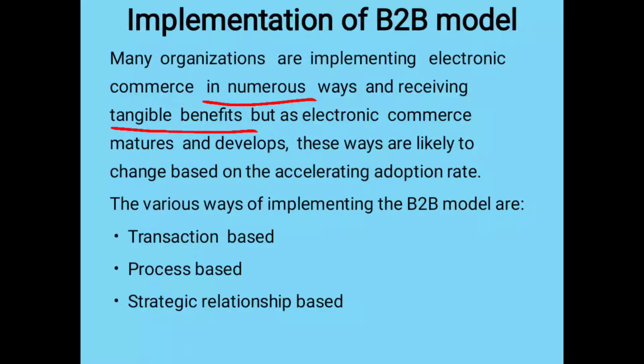But as electronic commerce matures and develops, these ways are likely to change based on the accelerating adoption rate. What it says is today many are implementing, and because of this they are gaining many benefits, and it is not only fixed today. Tomorrow they may change their website, their facilities, ideas, everything new and new comes. So various ways of implementing a model are transaction based, process based, and strategic relationship based. So you must see that.